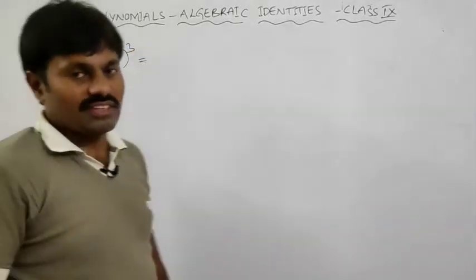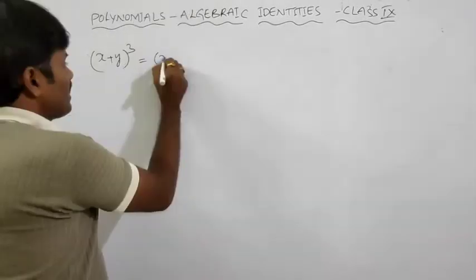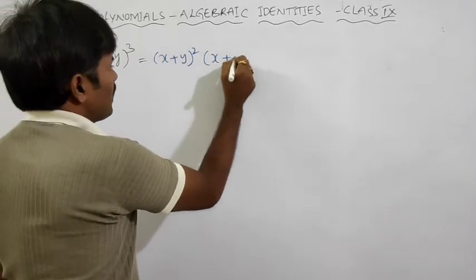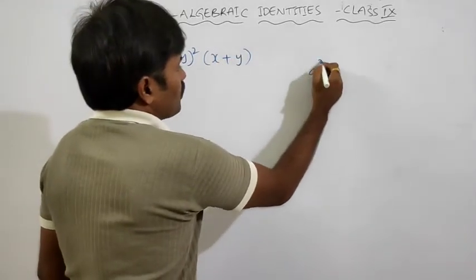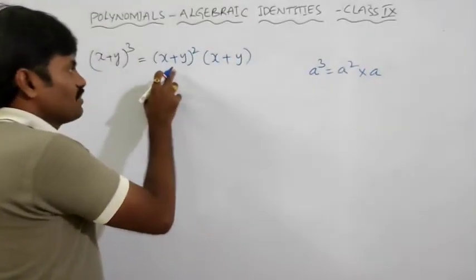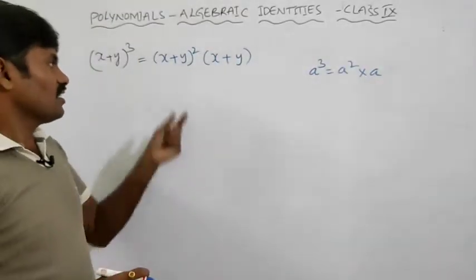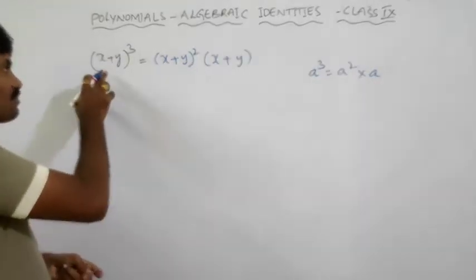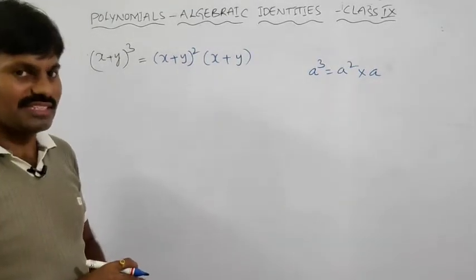What is the formula of it? We can write it as (x plus y) whole square into (x plus y). Am I correct or not? Since a cube can be expressed as a square into a. So why have I written like this? Because we already know the expansion of (x plus y) whole square. Now by using this we are going to expand (x plus y) whole cube, isn't it?